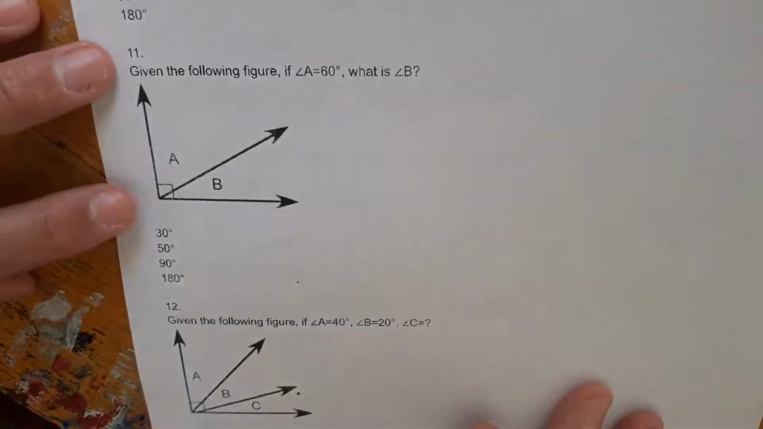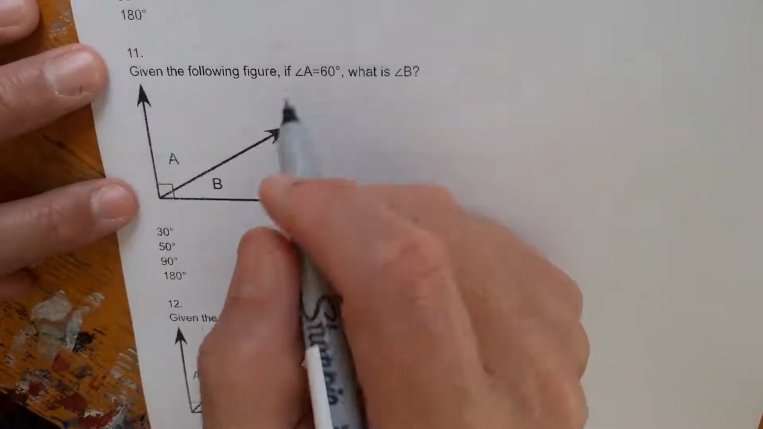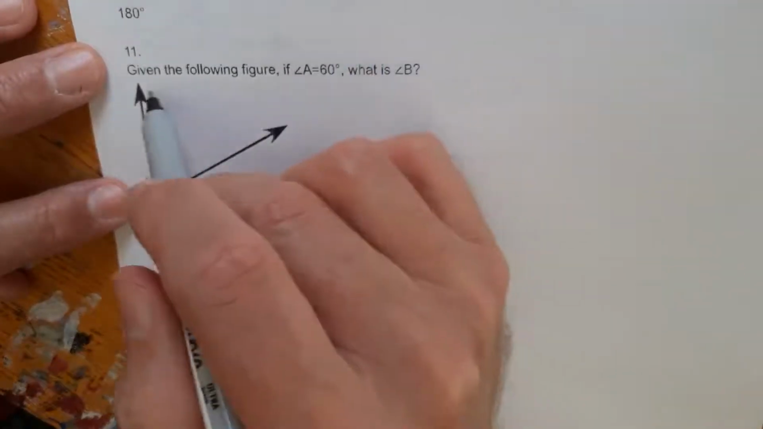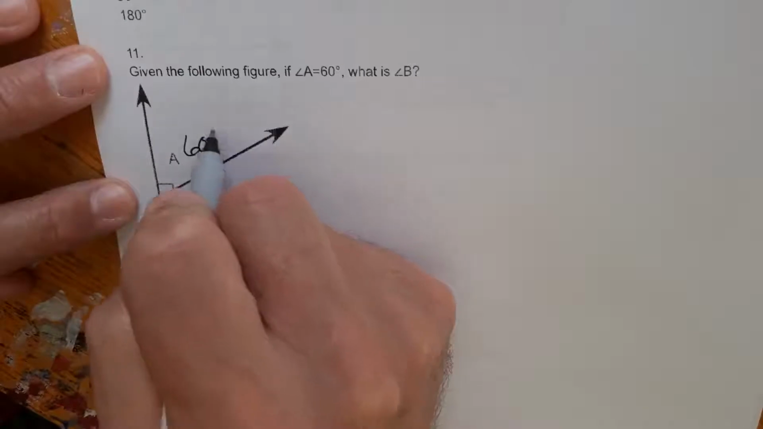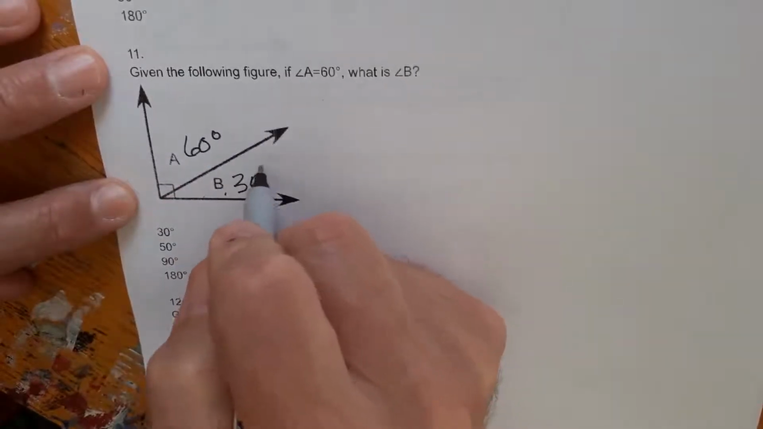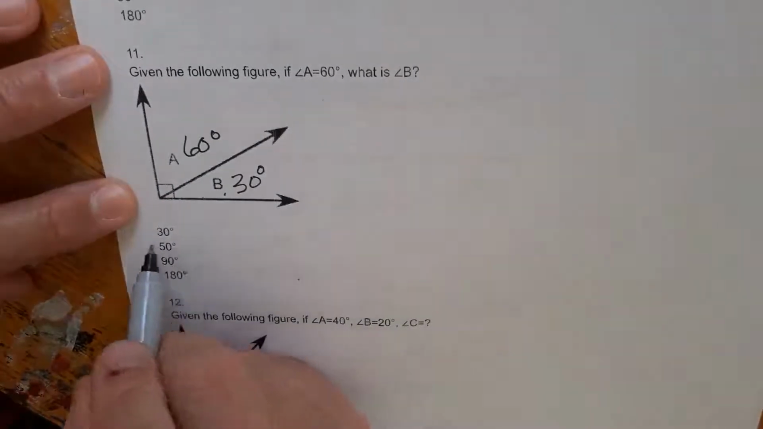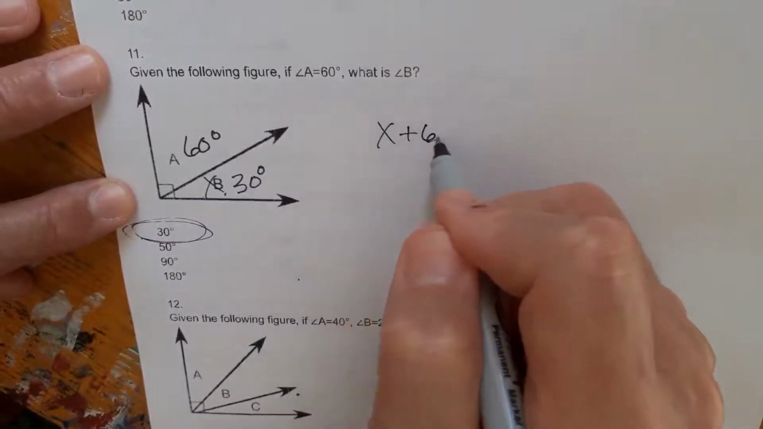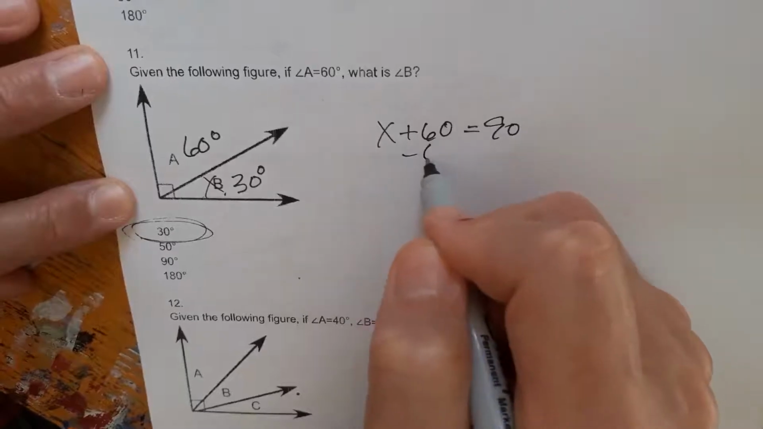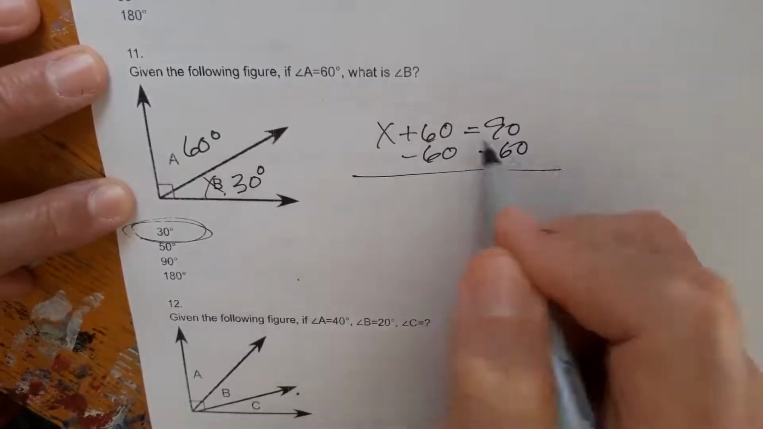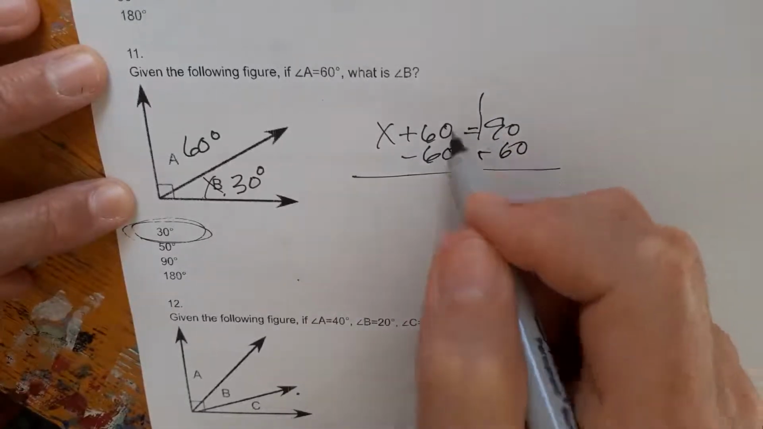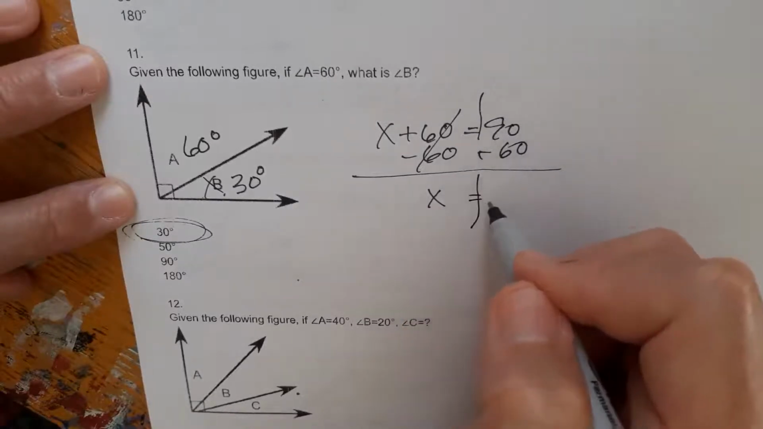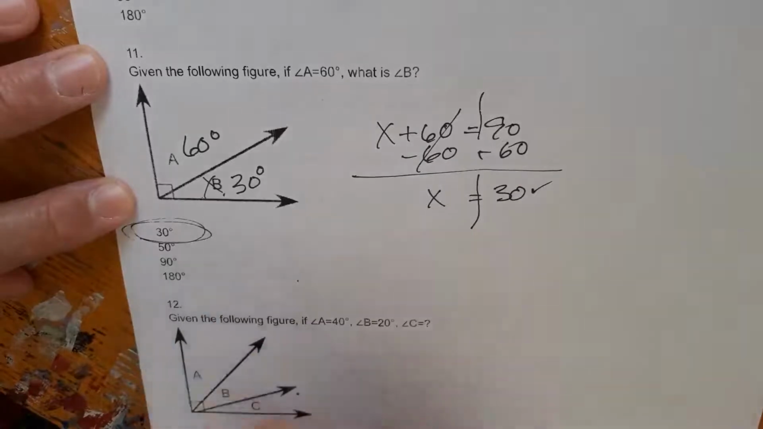I want to model the equation solving techniques because you need to learn those. When your equations get more difficult, you won't be able to just do it in your mind anymore. So given the following figure, if A is 60 degrees, what's B? Well, I know it's got to be 30 because it's got to sum to 90, right? So it's got to be 30. But let's just call it x. X plus 60's got to equal 90, minus 60 from both sides. This is gone. X equals 90 minus 60 equals 30. Ding! 30 degrees.